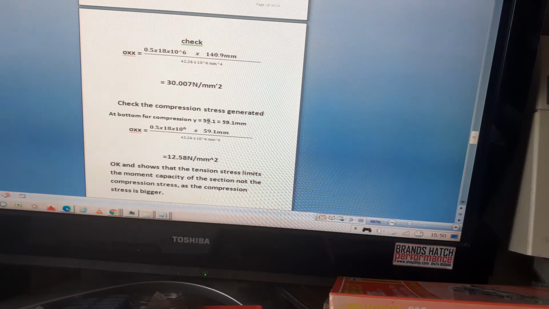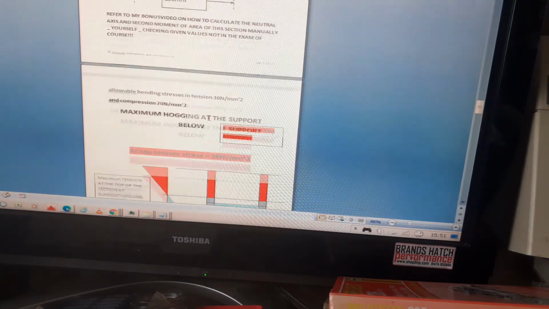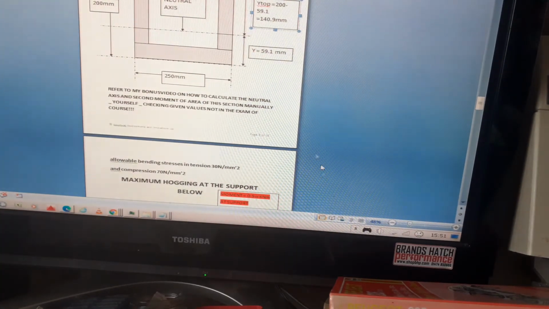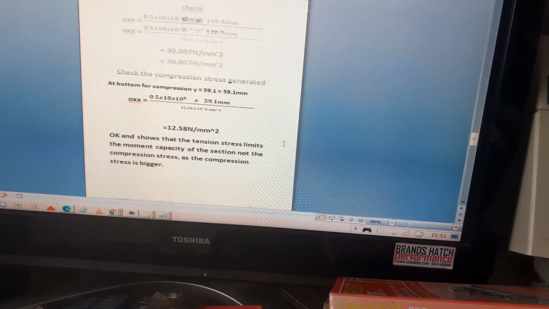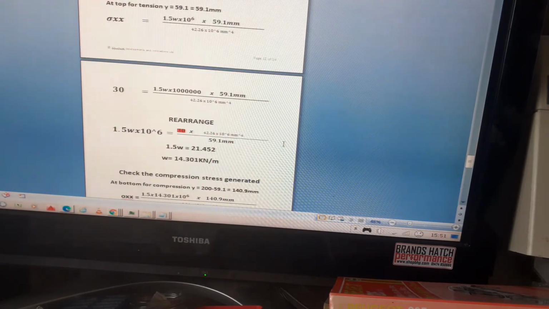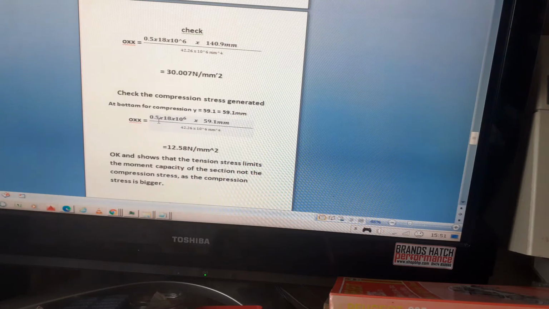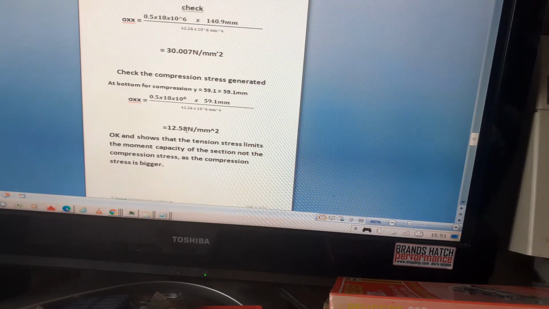Now we need to check the compression stress generated at the bottom doesn't exceed 70 at the support. The distance to the bottom of the section is 59.1. On the diagram again, it's from here to here, that's 59.1. So we need to put that in the equation. Sorry, I went past it. So we need to check the compression. The compression stress is 0.5 times 18 times 10 to the power of 6 times 59.1 divided by the second moment of area, and that gives us 12.58 newtons per millimeter squared.